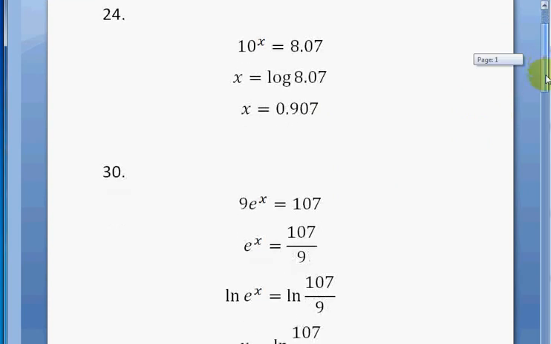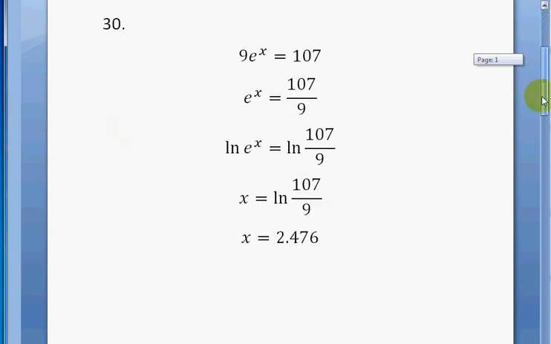Let's look at a similar problem, number 30. It's similar, yet a little bit more complicated. This is 9e^x equals 107. Notice how the 9 is a coefficient. It's in front of the e to the x. So the first thing I want to do when I solve this is get rid of the 9, bring it to the other side. Now I get e^x equals 107 over 9.